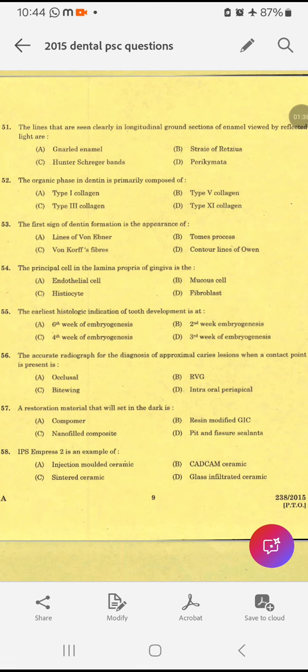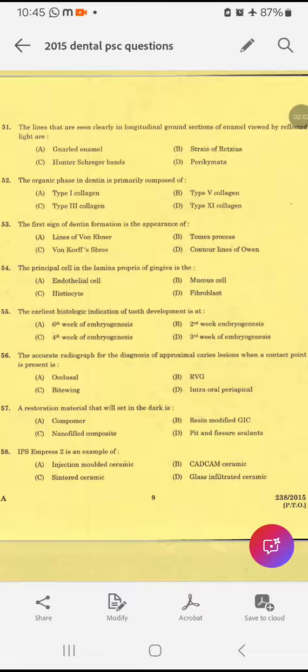Question number 54. The principal cell in the lamina propria of gingiva is endothelial cell, or mast cell, or histiocyte, or a fibroblast. Question is very easy. The principal cell in the lamina propria means the connective tissue part of the gingiva, which is mainly the fibroblast. Okay, fibroblast. Option D.